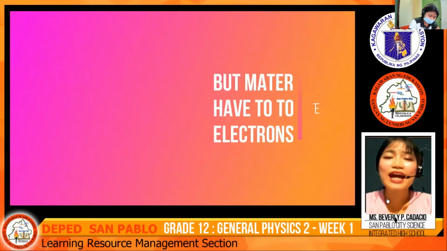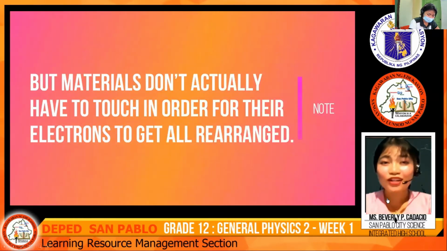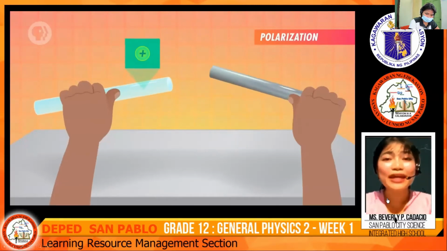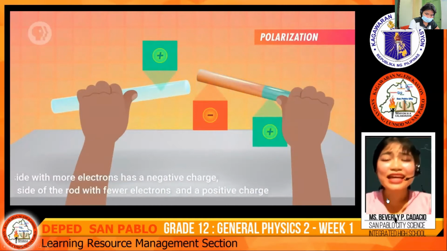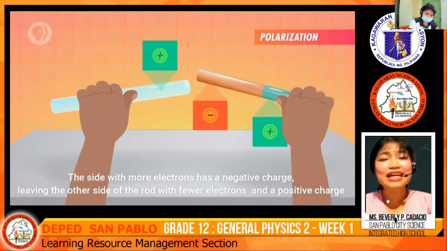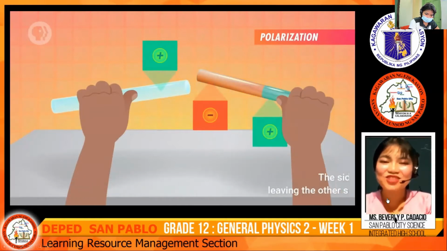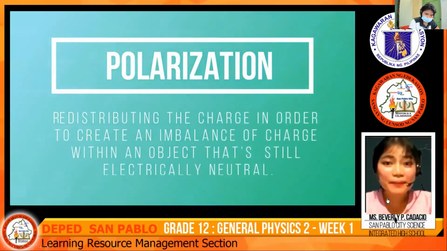But materials don't actually have to touch in order for their electrons to get all rearranged. Say you bring a positively charged rod close to a metal conductive rod. Then, the electrons in part of the metal rod will be drawn towards the positive rod. Now, the side with more electrons has a negative charge, leaving the other side of the rod with fewer electrons and a positive charge. You know what we've done here? We've polarized the metal rod.